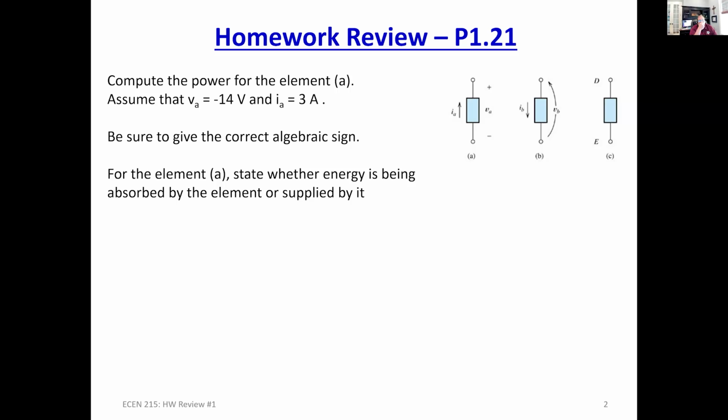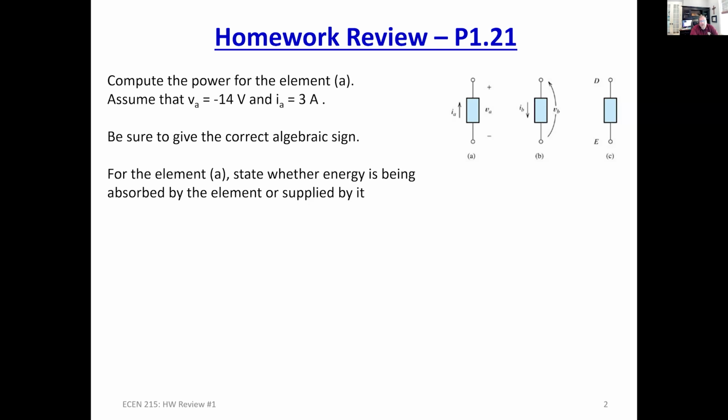All right, so here we were given three elements, and they were going to ask in three different parts, elements A, B, and C. They're going to give different voltages and different currents, and they're going to ask you to say whether the energy was being absorbed or being supplied, or if you will, generated by the element.